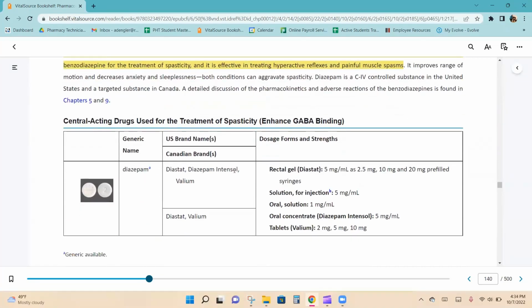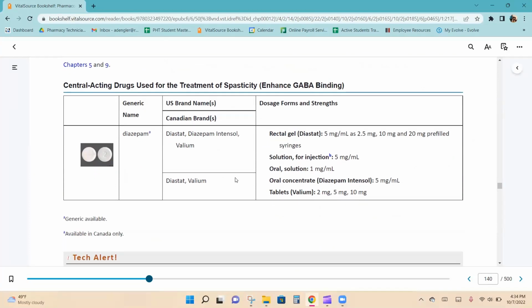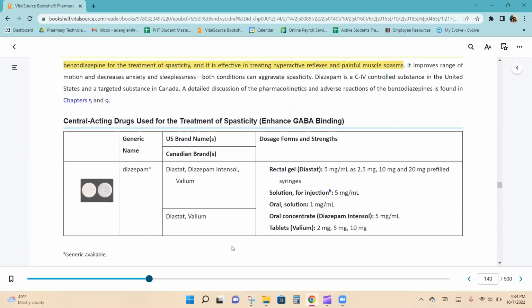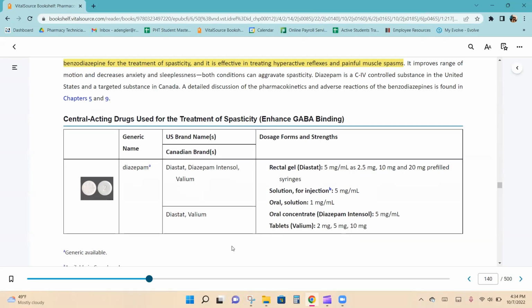So diazepam is available as Diastat, which is the rectal gel. They have an adult dose, but it's mostly for children with seizures. Diazepam Intensol, which is the oral concentrate, and then Valium.